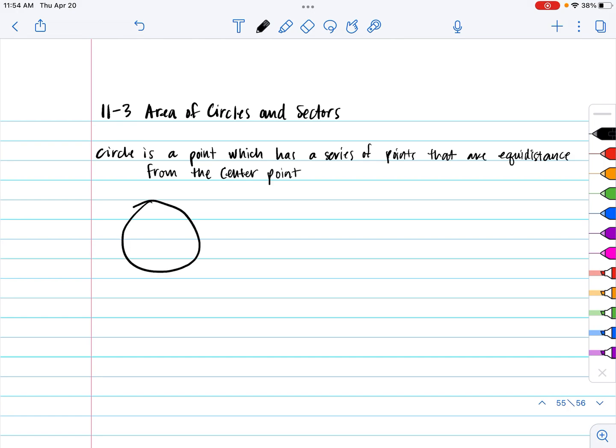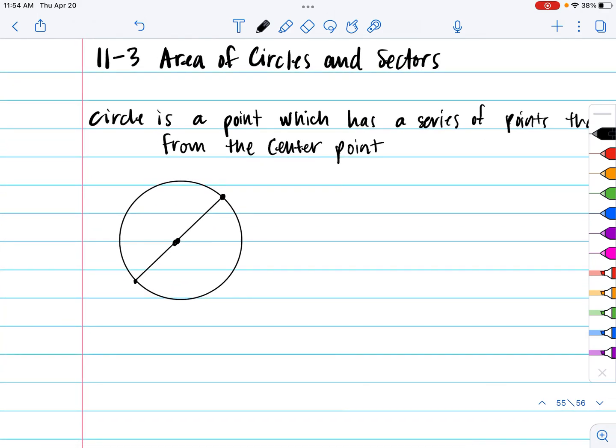So, as you know, we could draw a circle, and then our center point, everything on the outside here is equidistant to the center, okay? And there are a couple components that we need to know. Remember, hopefully you know this already from elementary geometry, when we have a line that goes through the center and lands on both ends of the circle, that is what we call our diameter. And then half of that, from the center to an endpoint, that is our radius.